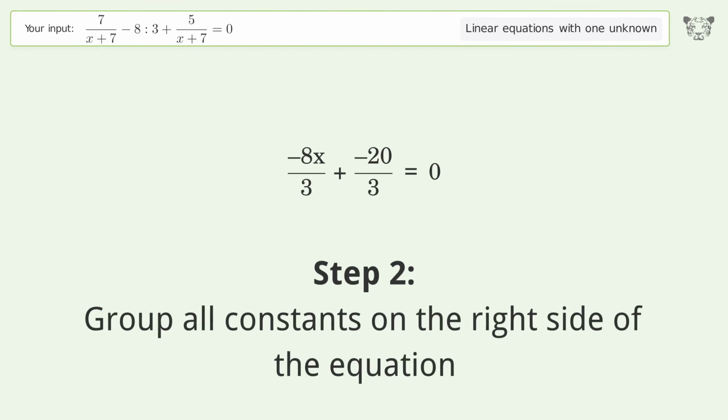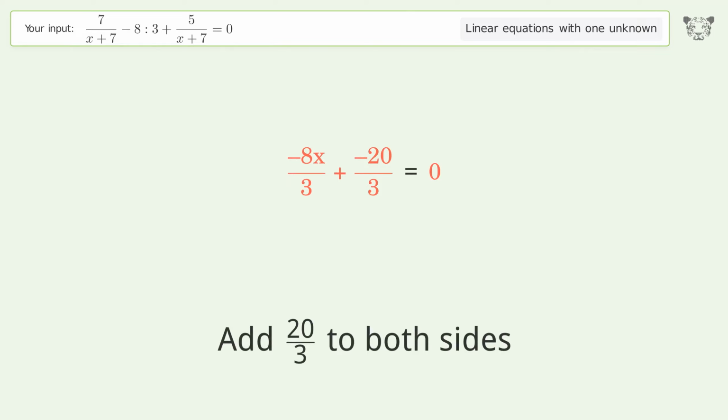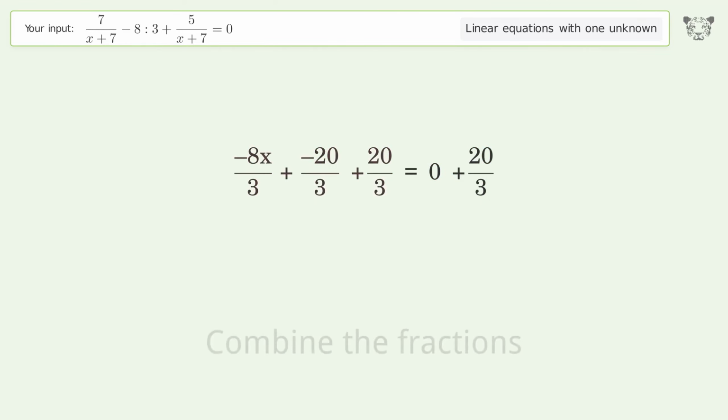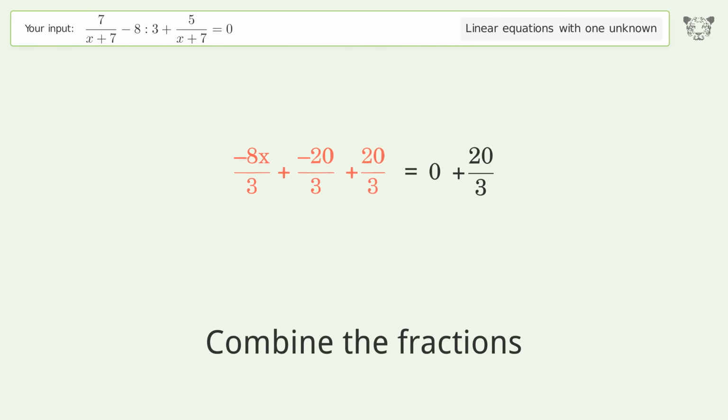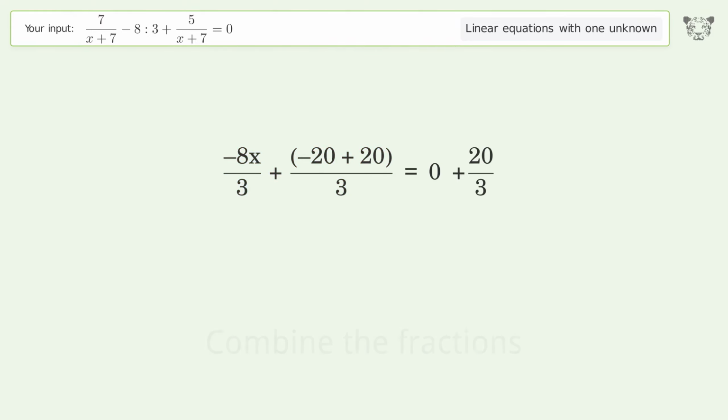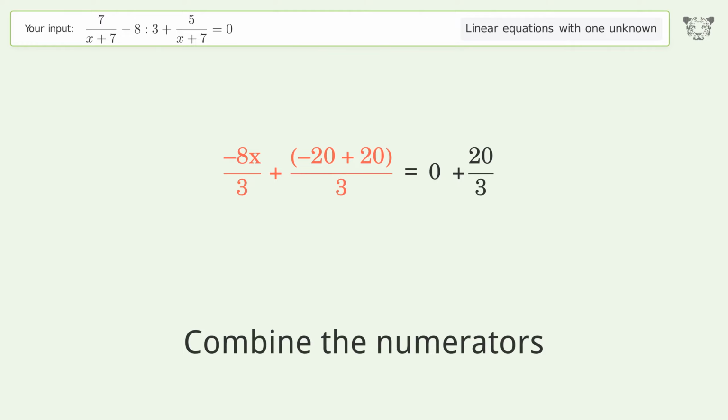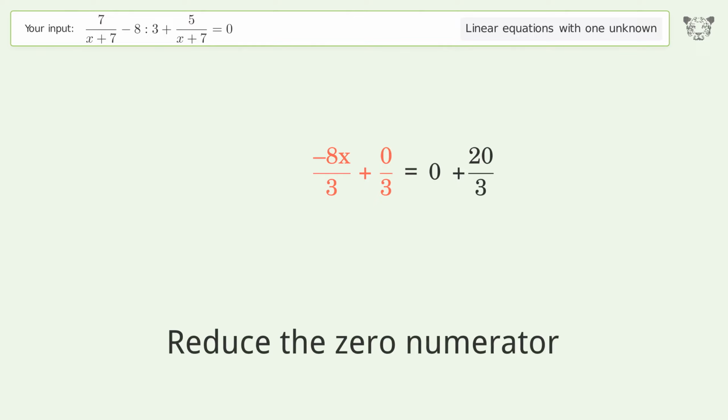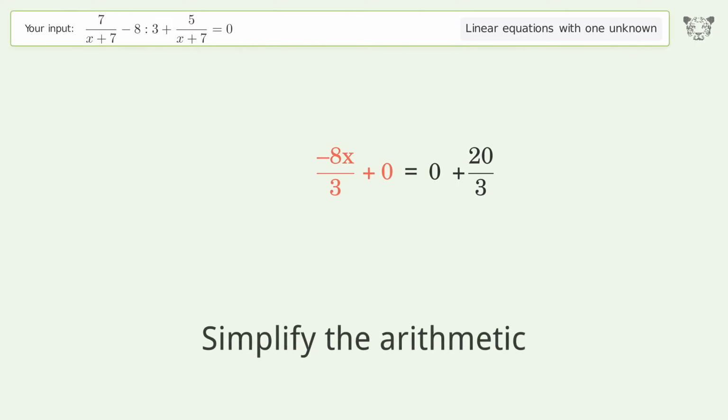Group all constants on the right side of the equation. Add 20/3 to both sides. Combine the fractions. Combine the numerators. Reduce the 0 numerator. Simplify the arithmetic.